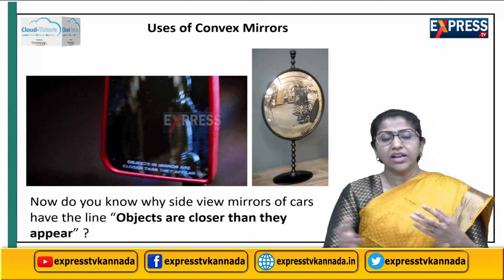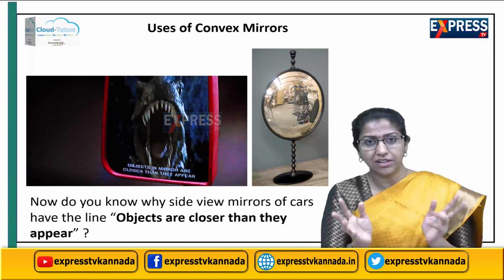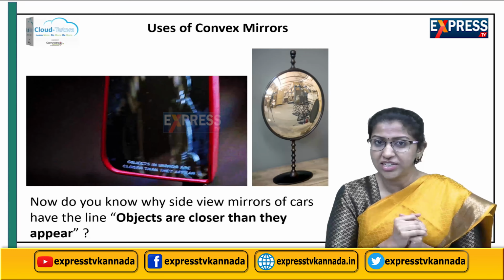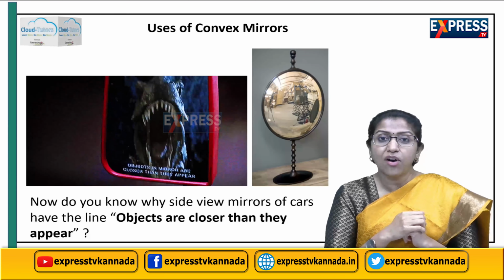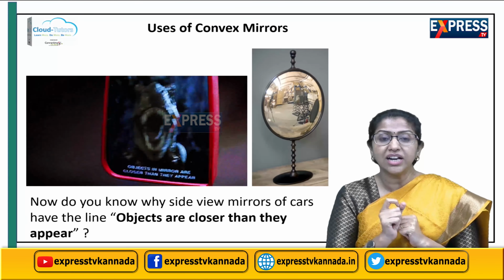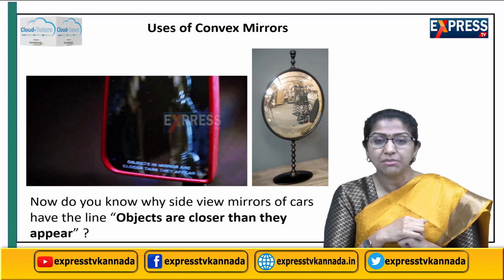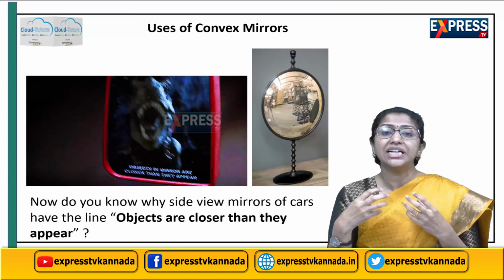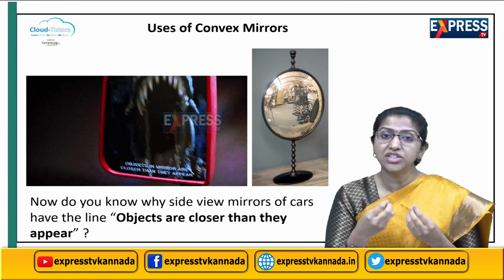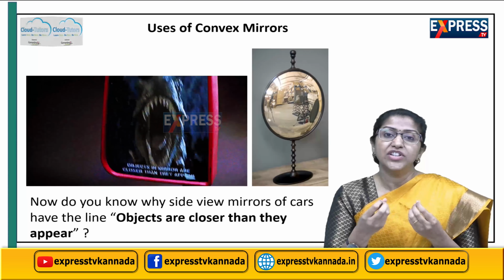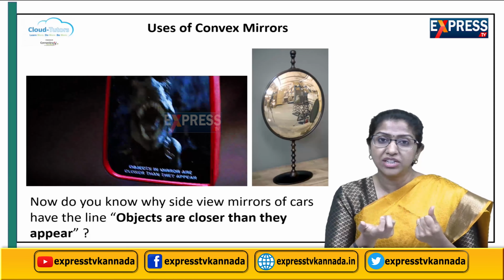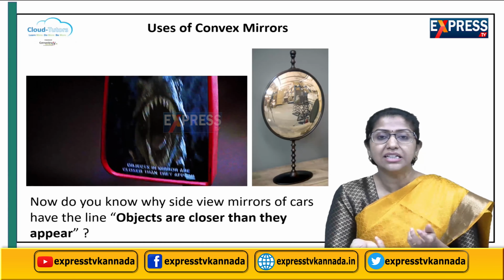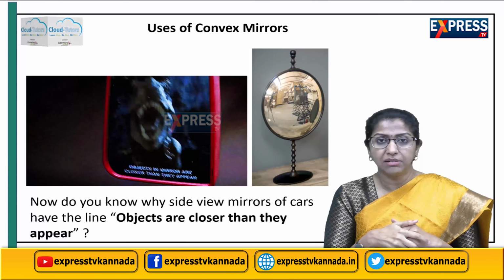I'm sure all of you would have watched this particular scene from the very famous movie called Jurassic Park, right? So what is the statement that is written on the mirror? It says that objects are closer than they actually appear. What does it mean? It means that a convex mirror is used, and it always gives you a virtual, erect, and diminished image, which often is a delusion that we get. The objects are quite far away. You might have noticed this in your vehicles, in your scooters, and many places as such.